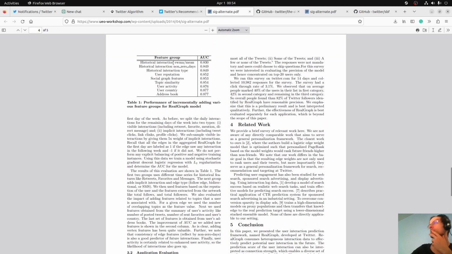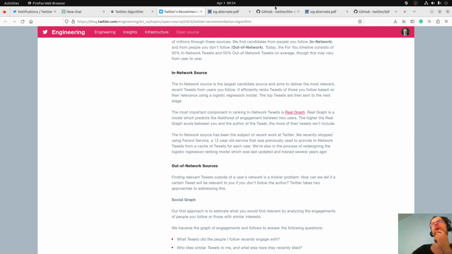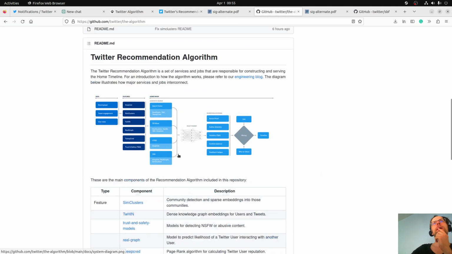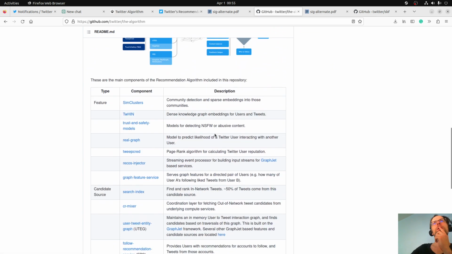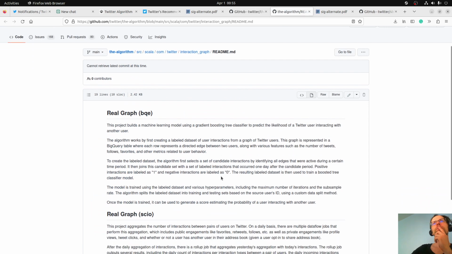Okay, it's still hard to understand what exactly this is, so I'm going to skip this part. This looks about evaluation of individual features, which is okay. But what I would love to see, and actually let's take a look quickly at the code for not the bitrate, the RealGraph. Okay, so to create the label dataset, the algorithm first selects a set of candidate interactions, then finds all edges that were active during a certain time period. You join this candidate with a set of label interactions that occurred one day after the candidate period. So again, this is what I'm talking about.